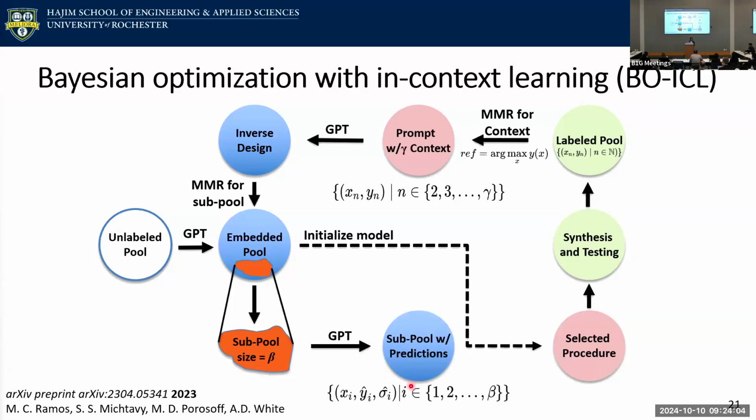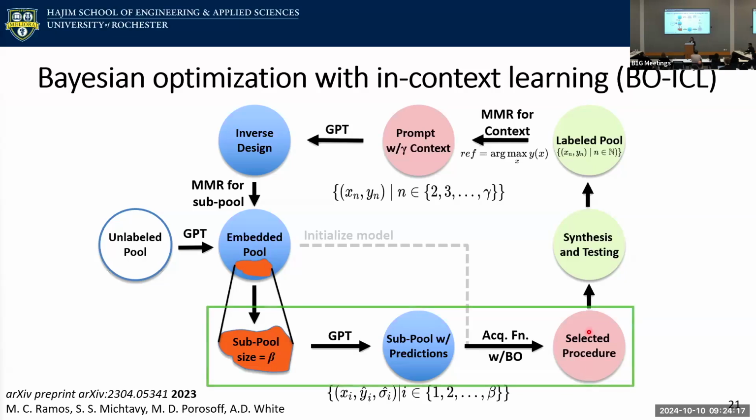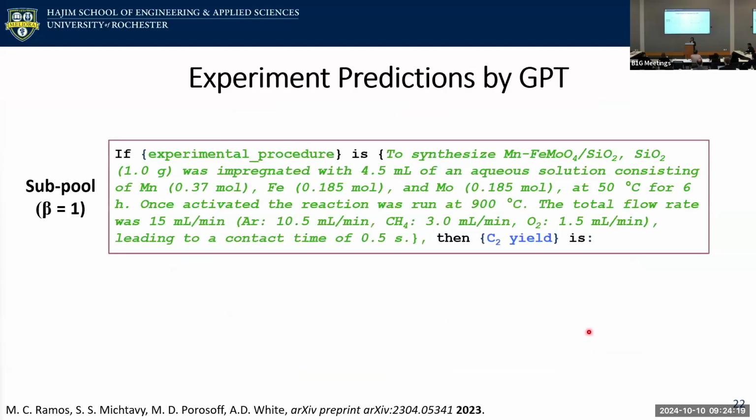And the generative pre-trained transformer will give us probabilities associated with those predictions. And so when we have the predictions and the probabilities, we can run Bayesian optimization to then select a procedure that balances exploration and exploitation. And so just a quick note on this last part.